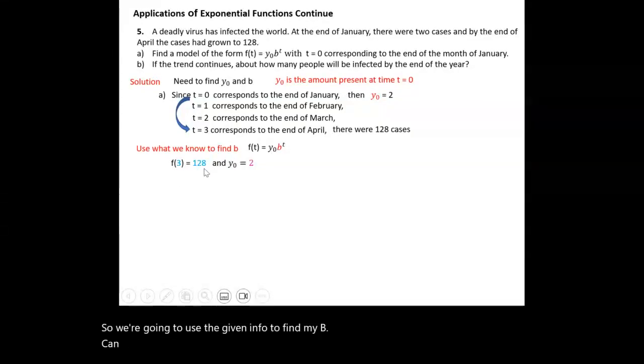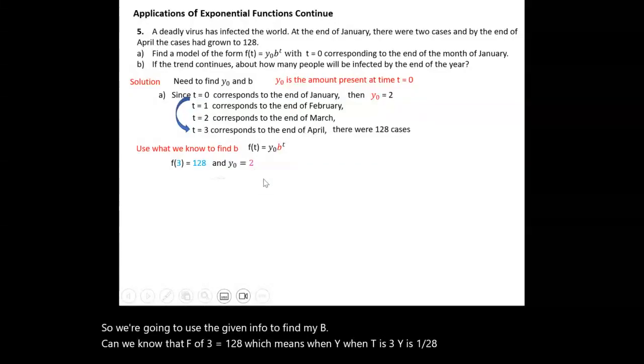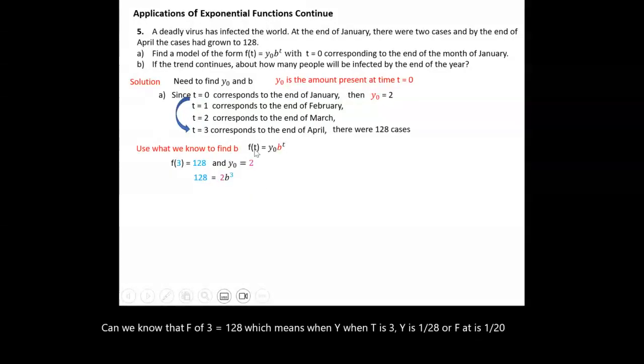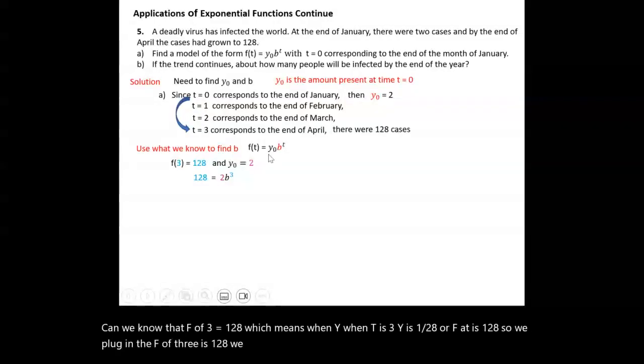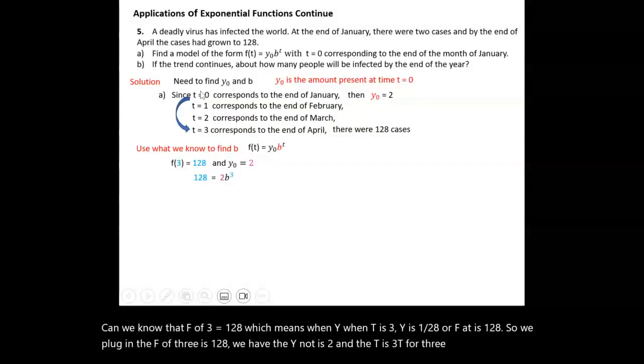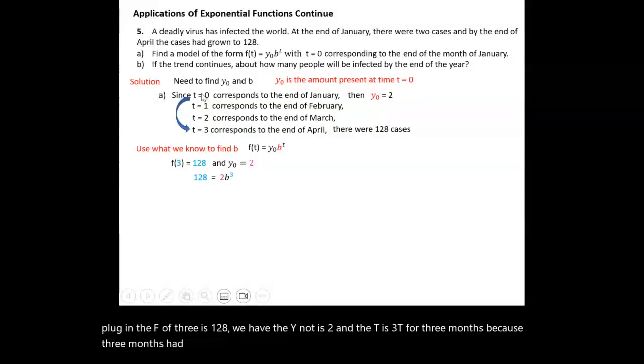Okay, we know that f of 3 equals 128, which means when t is 3, y is 128, or f of t is 128. So we plug in that f of 3 is 128. We have the y naught is 2, and t is 3 for 3 months, because 3 months had passed from the end of January to the end of April.